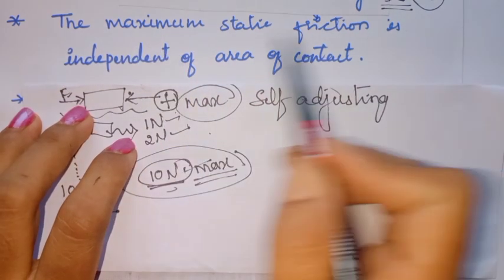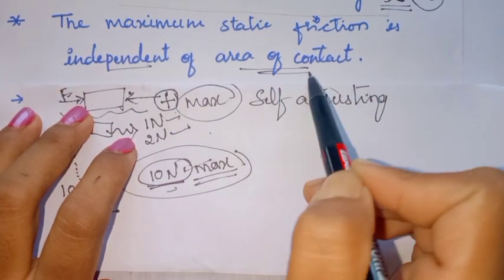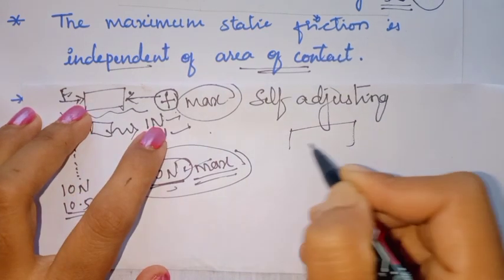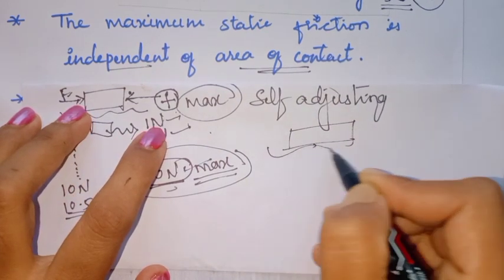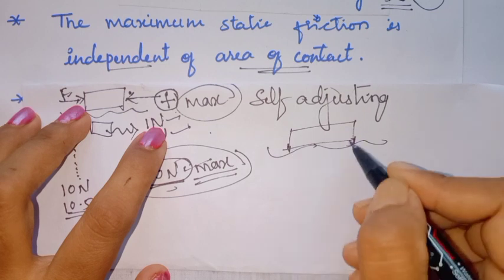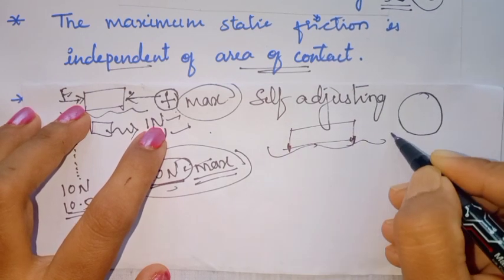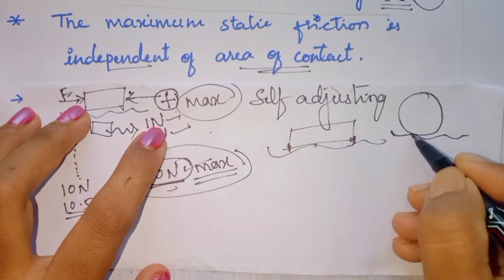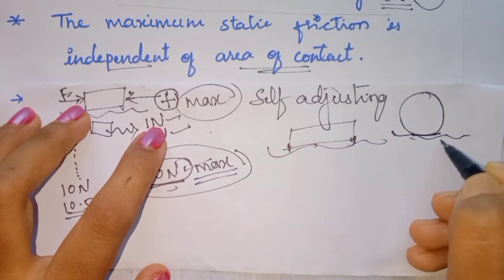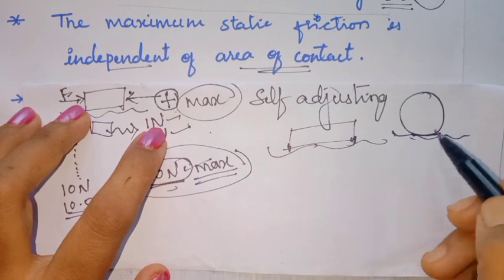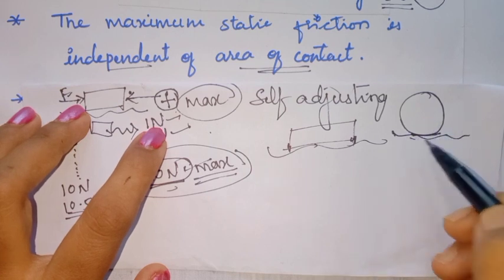Okay, this maximum static friction is there, no? It is independent of area of contact. Whatever the amount of area is in contact with the surface, okay, this is the area of contact to the surface. If I draw a circular sphere, then this is the surface, so only a small area is in contact with the surface. So what we say is, maximum friction does not care about the area.